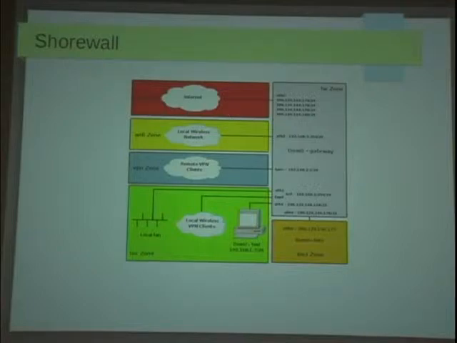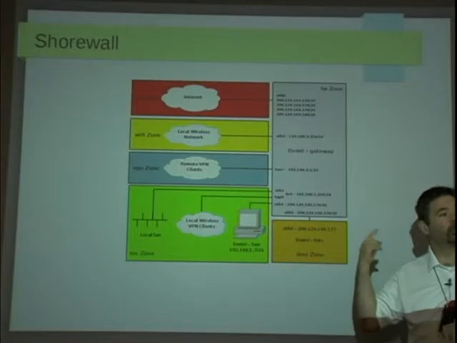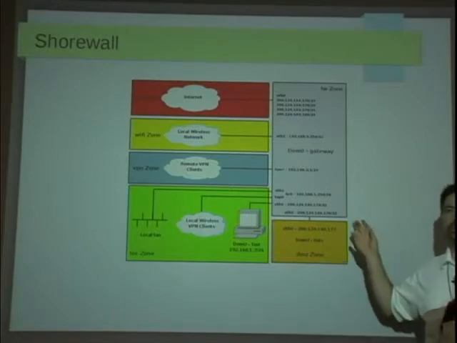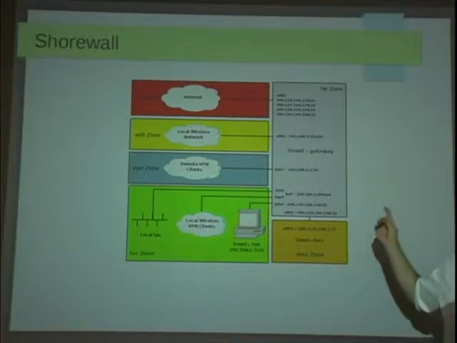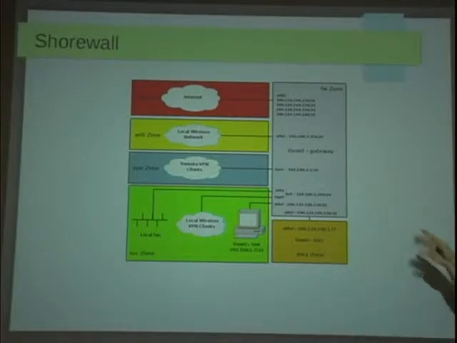And then on the firewall, you can implement policy. You can implement rules that say what traffic can and can't pass between the zones. And if you've tried to do this kind of stuff in iptables, you know that's not fun. It's not fun at all. And in Shorewall, it's pretty straightforward.